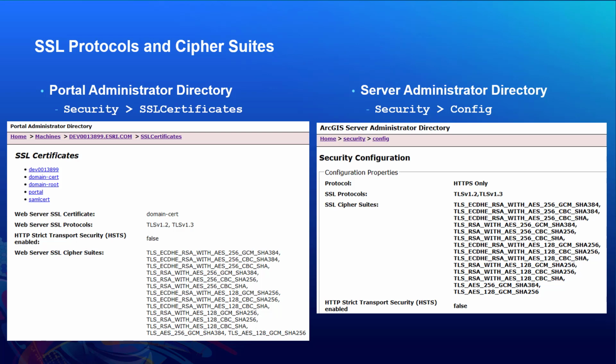Moving forward in our conversation about SSL protocols and cipher suites, these are configurable. You can go into the Portal Administrator directory or the ArcGIS Server Administrator directory, either in Security, SSL certificates for Portal or Security, Config for ArcGIS Server. And you can change the SSL protocols and the web server cipher suites that are supported in your ArcGIS Server configuration per your specific organization requirements.